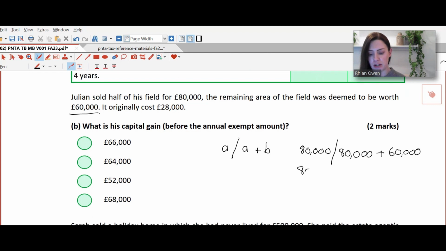So that means we'd do £80,000 divided by £140,000, and then we would times that by the original cost, and we're told that the original cost was £28,000. That should give us £16,000.